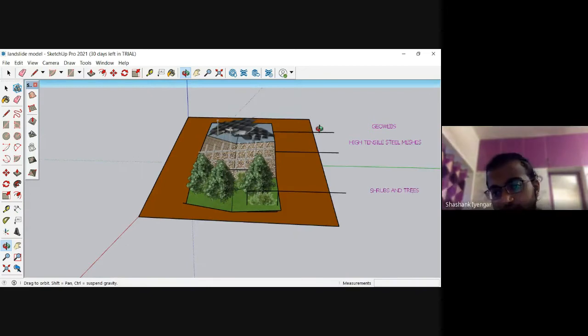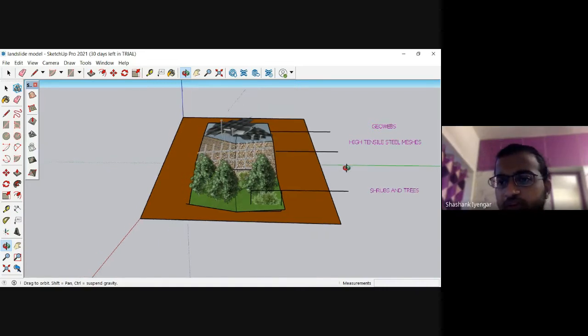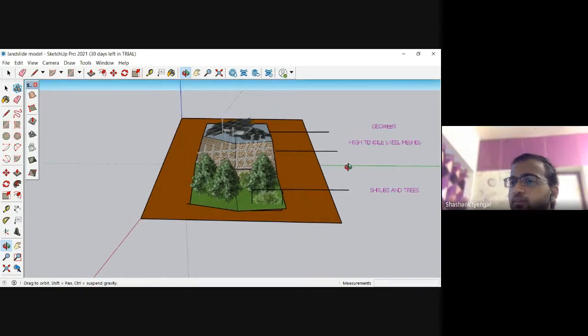Now in the second region, we have installed highly tensile steel meshes. These steel meshes are going to be made of high density, corrosion resistant, low carbon steel. So you don't have to worry about the steel getting corroded, because these meshes will stay strong, and they'll also be highly durable because they're tensile. They can last up to 100 years.